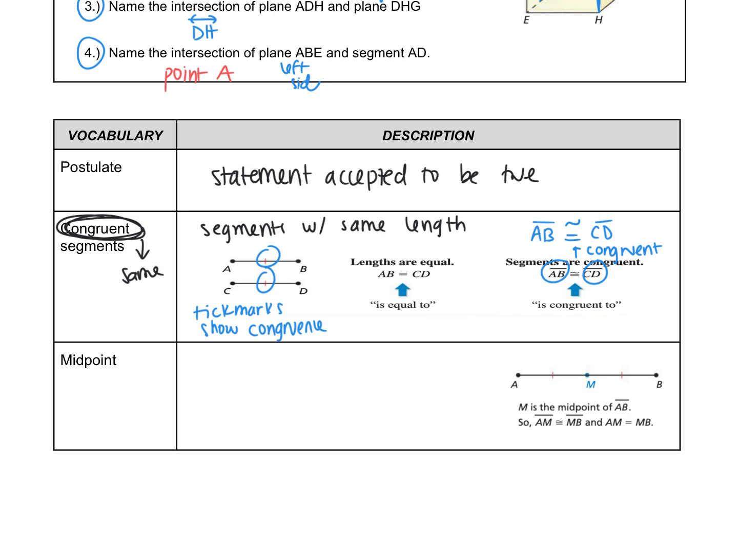Now, if we were asked, can lines be congruent? You would say no, a line doesn't have a measure, it doesn't have a length, it goes on forever. Okay.